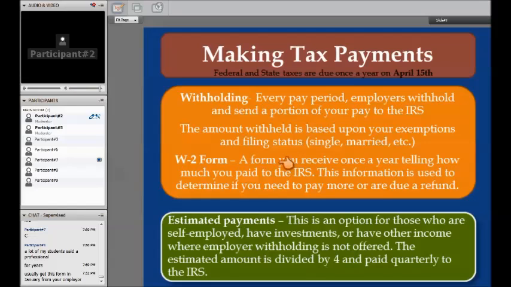Yes, you'll usually get that form in January from your employer. I believe it has to be mailed out by a certain date, which I believe is January 30th.